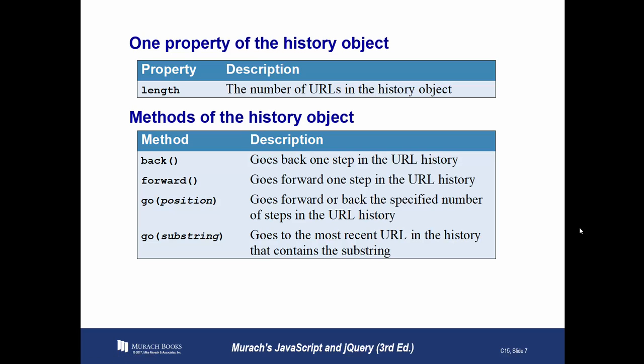So the properties and methods of the history object are actually shown here. The length property, as it says, is the number of URLs that you currently have in your history object. Back is like hitting the back button on your browser. Forward is like hitting the forward button on your browser. Go allows you to go forward or backward a number of steps or pages in your URL history. And go with some kind of a substring, as it says, goes to the most recent URL in the history that contains that substring.